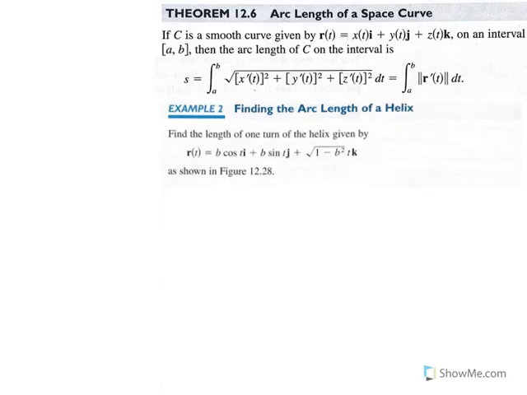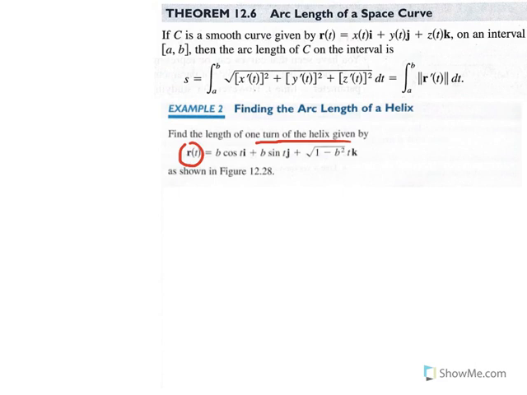Let's take a look at example 2, finding the arc length of a helix. So we have here, find the length of one turn of the helix given by r of t is equal to b times cosine t i plus b times sine t j plus the square root of 1 minus b squared t k, as shown in the figure.